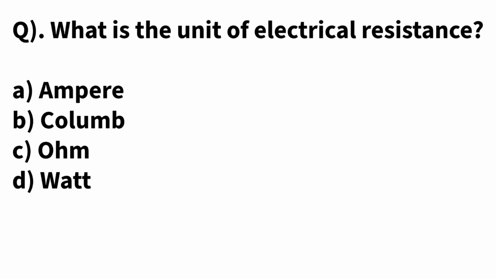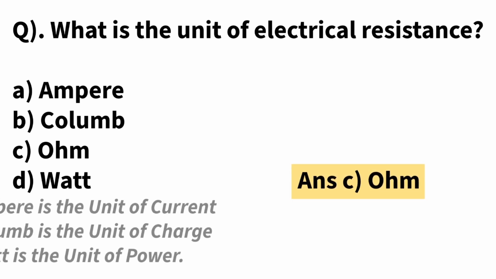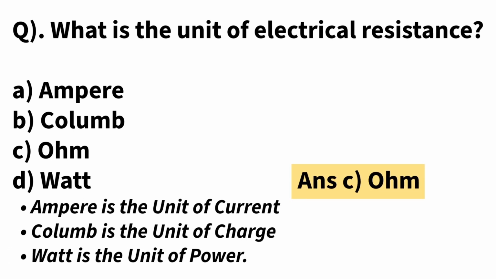What is the unit of electrical resistance? The answer is option C, ohm. Ampere is the unit of current. Coulomb is the unit of charge. Watt is the unit of power.